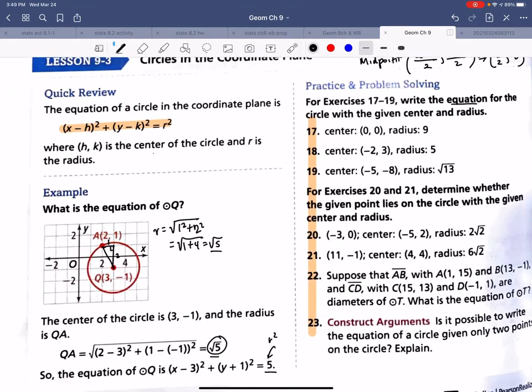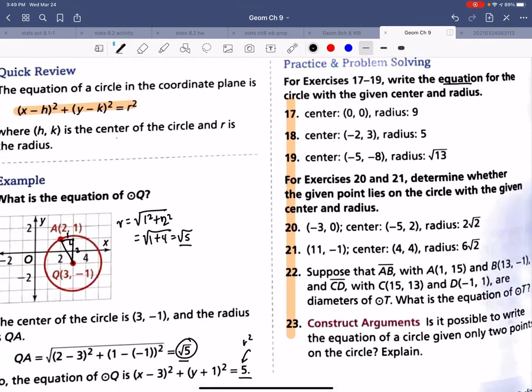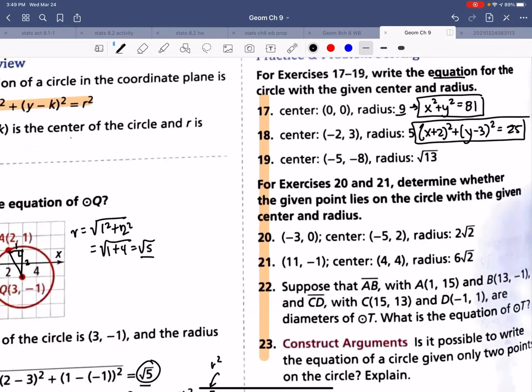It says write the equation for these. Okay, so this one's like the first one we did, x² + y² is radius squared. So that would be 9², or 9 × 9, 81. Here we've got (x + 2)² + (y - 3)² equals 5 × 5, 25. Interesting. Okay, so here we have (x + 5)² + (y + 8)² equals, and the square root of 13 times the square root of 13 is just plain old 13.